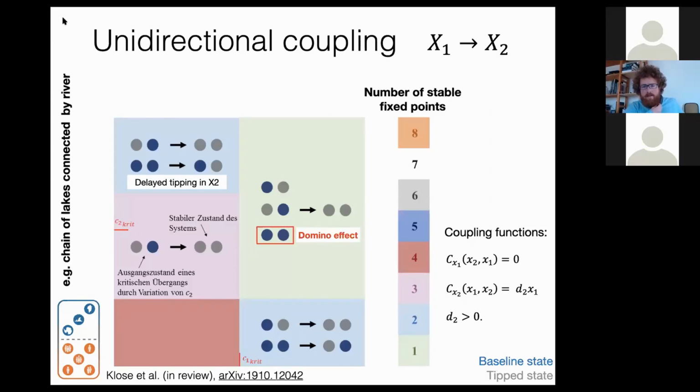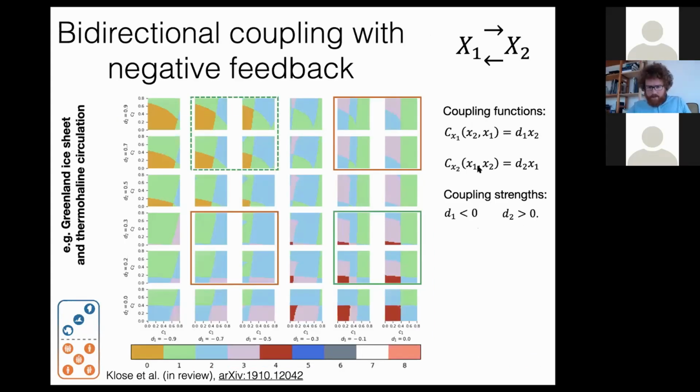And this is a bit complicated, but due to time limitation, let me just say that you can identify regimes where what we call a domino effect can happen, where the tipping of the first element can lead to a tipping of the second element. While there are some regimes as well, like this red one down here, where this is not the case. And this depends on the values of these critical parameters, the control parameters, and the coupling strength, of course.